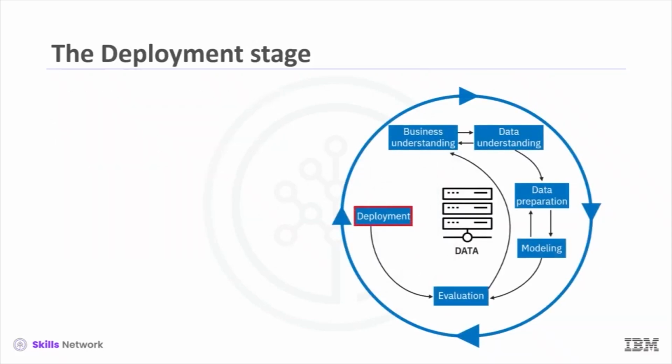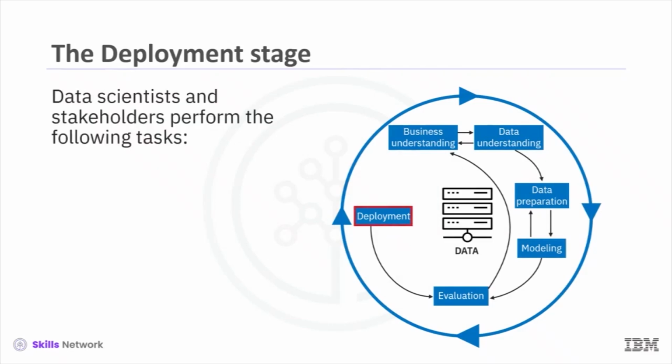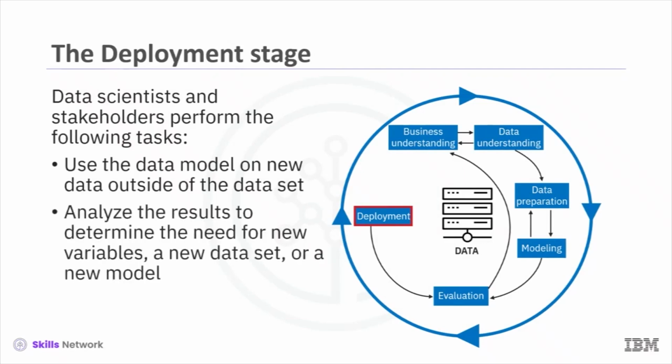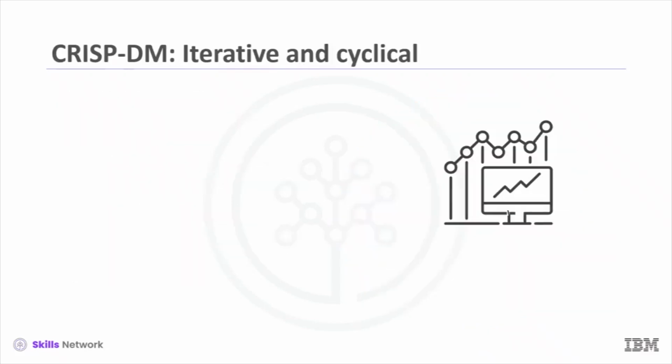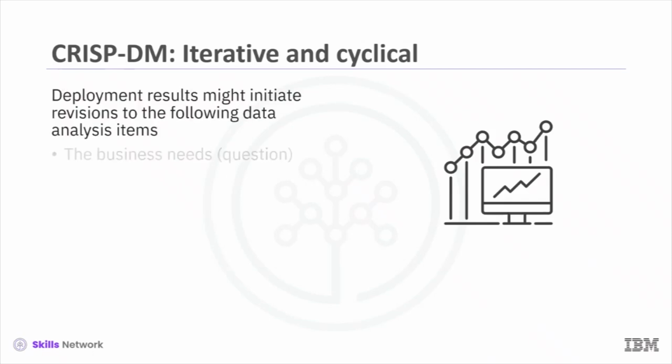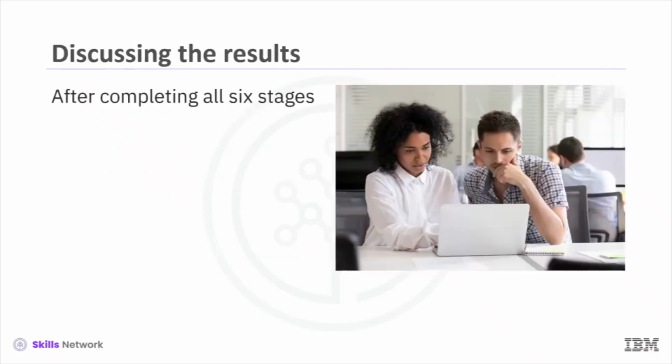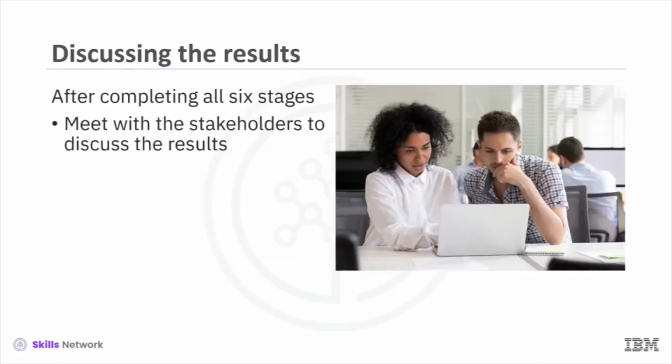Finally, during the deployment stage, data scientists and stakeholders use the model on new data outside of the scope of the data set. New interactions during this stage might reveal new variables and the need for a different data set and model. Remember that the CRISP-DM model is iterative and cyclical. Deployment results might initiate revisions to the business needs and actions, the model and data, or any combination of these items. After completing all 6 stages, you'll have another business understanding meeting with the stakeholders to discuss the results.